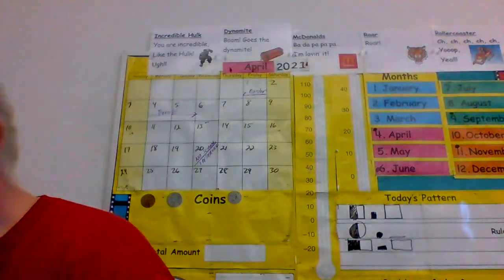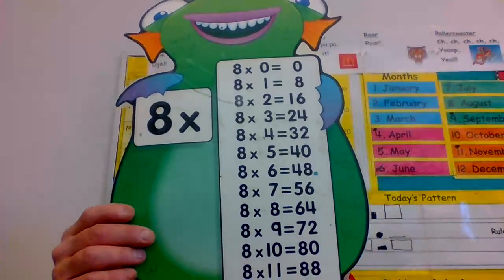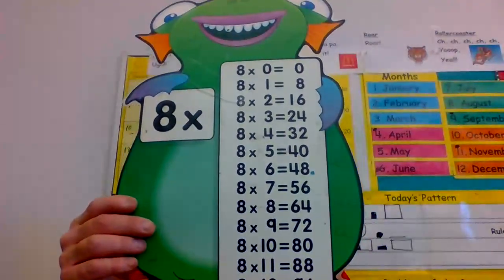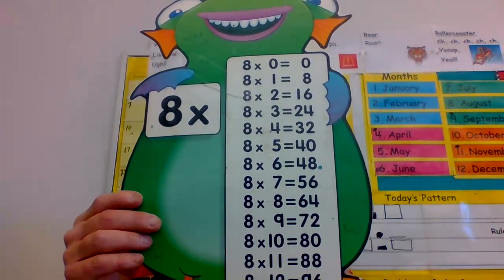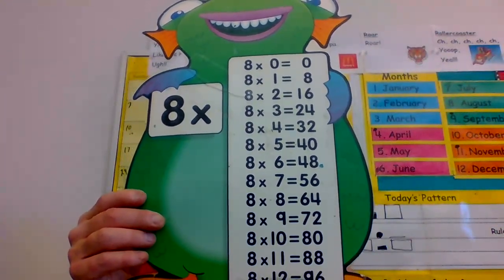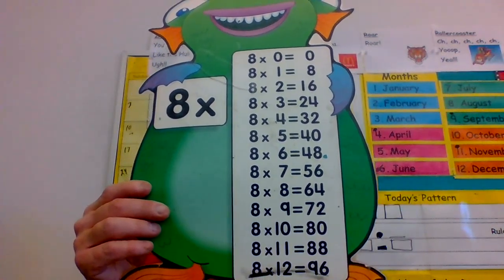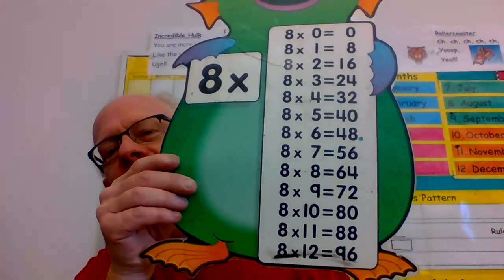And the last one that we're going to be going over are the 8 facts, the multiples of 8. So let's do them together. 8, 16, 24, 32, 40, 48, 56, 64, 72, 80, 88, and 96. Pause the video and memorize these equations, okay?